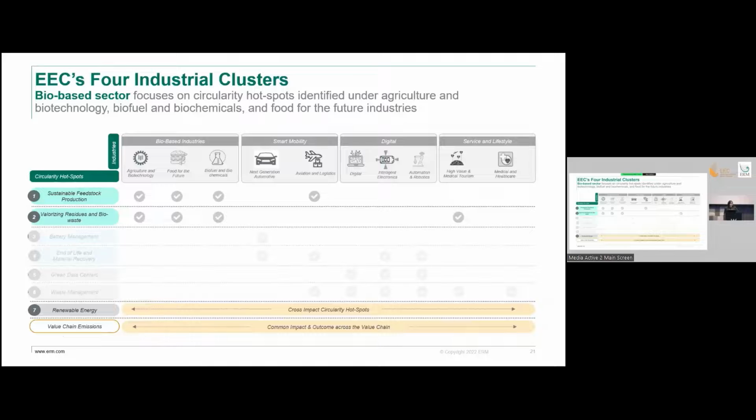Bringing you back to this slide, as we talked about, the next few slides will focus on how the circularity hotspots were assessed for two: sustainable feedstock production, the first hotspot, and the second hotspot, which is around valorizing residues. And I'll explain what that means as we go along. And as you would see, this is not just focused on the bio-based industry, it's cutting across smart mobility as well as lifestyle and services.